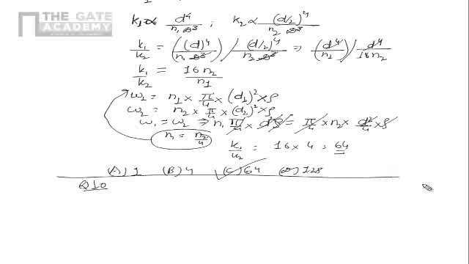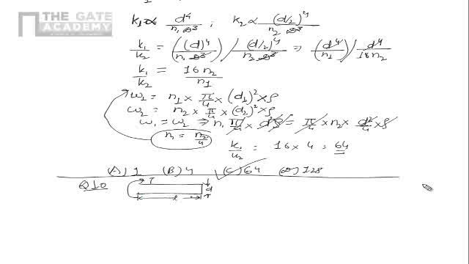Now question number 10. A steel shaft A of diameter D and length L is subjected to torque T. Okay, so we have a steel shaft and it has been subjected to torque T. Its length is L and the diameter is D. So diameter is D and length is L.